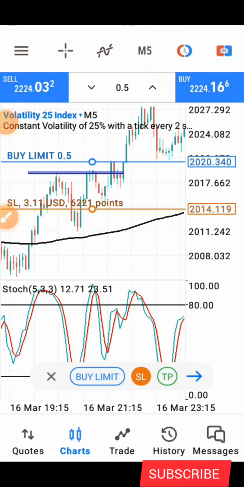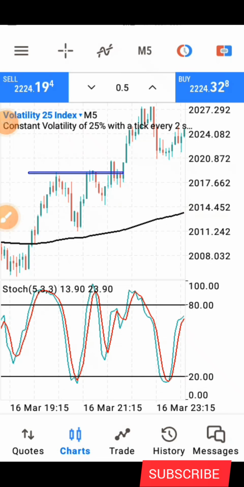Right, so in this case we are losing $3.11. So this is where you place your buy, and this is where you place your stop loss. All right, that is it for your entry and stop loss area.